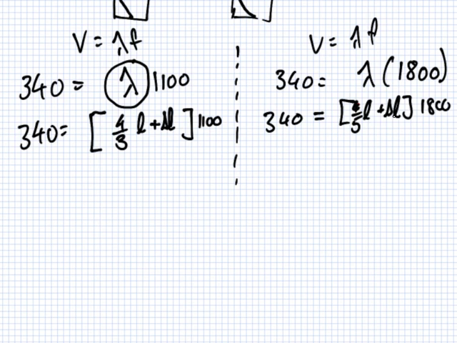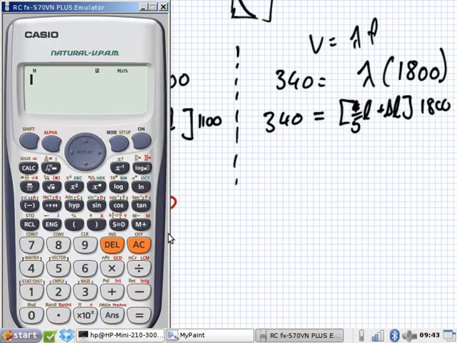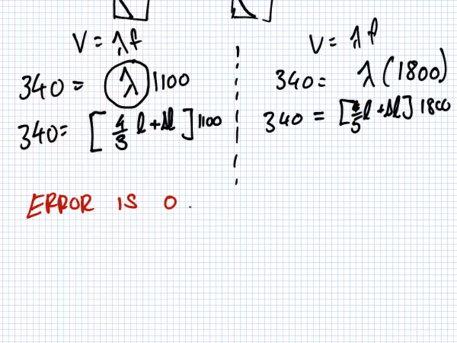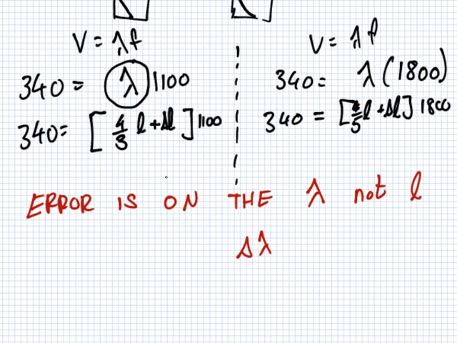But what? I wasn't clear in the question, and because I wasn't clear in the question, I wasn't clear in my head. But the reason is that the error is, and I think this is what you were trying to tell me. The error is on the wavelength, not the L. So in the question, I shouldn't have said delta L. It would have been a bit better to say delta lambda. The error in the lambda. So this is like lambda plus delta lambda.